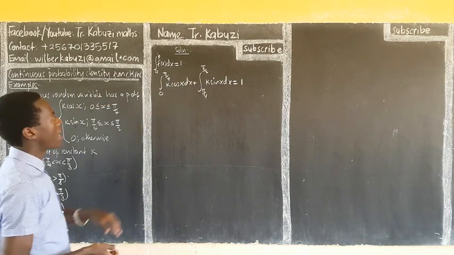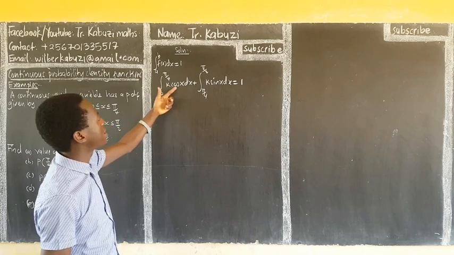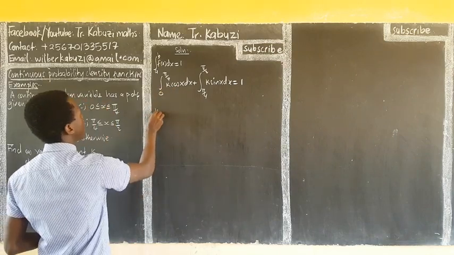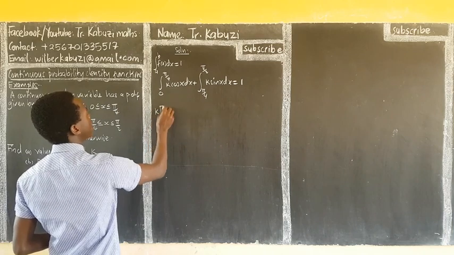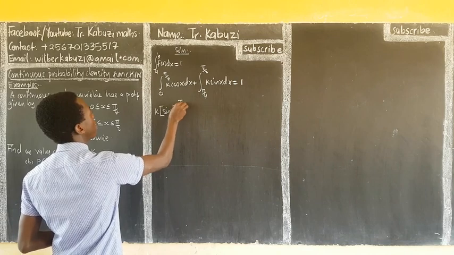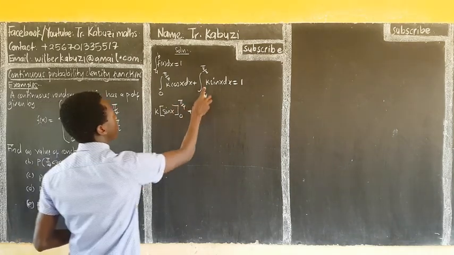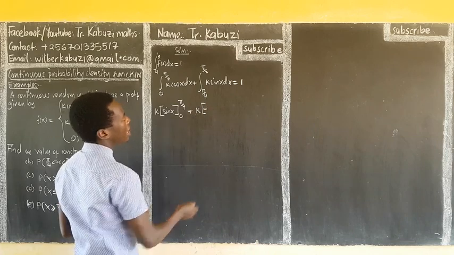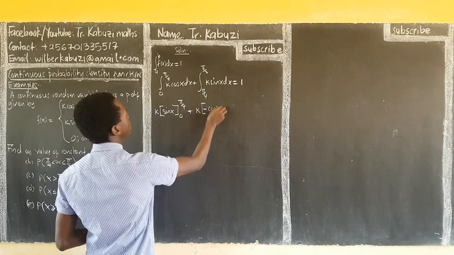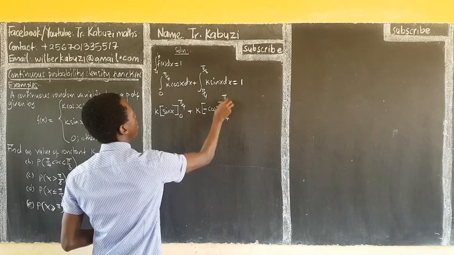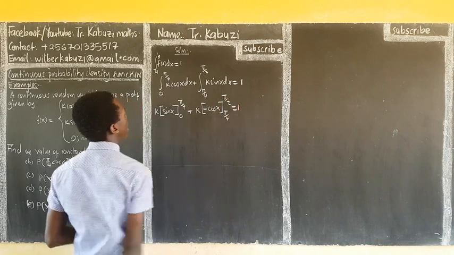So now here we see how we integrate trig functions. When we integrate cos, we get a positive sign. So k is out, and we get sine x from 0 to pi over 4, plus, in this case a constant, but when we integrate a sine, we get negative cos x from pi over 4 to pi over 2, equaling 1.